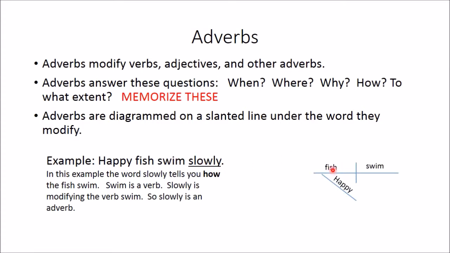We have our subject and our verb, and then we draw a slanted line, and we put our happy under fish. We have a new slanted line, and slowly is going to go under swim. So happy, adjective, modifying a noun. Slowly, adverb, modifying a verb. Simple, right? Again, keep in mind when the sentences get more complicated, it doesn't really change from this. You still ask yourself the question, what is slowly telling me about? If it's telling me about a verb, then it's an adverb and it's going to go underneath that verb, right?